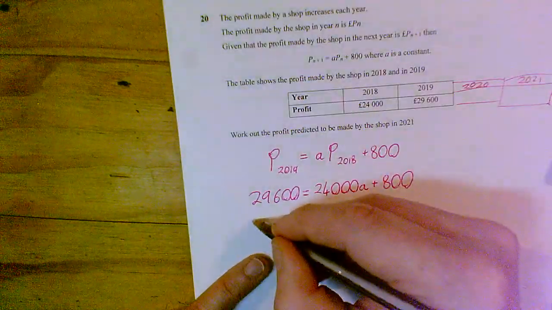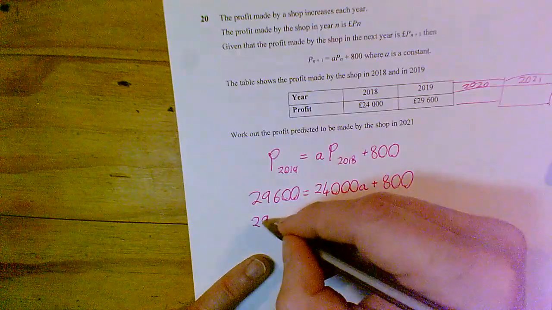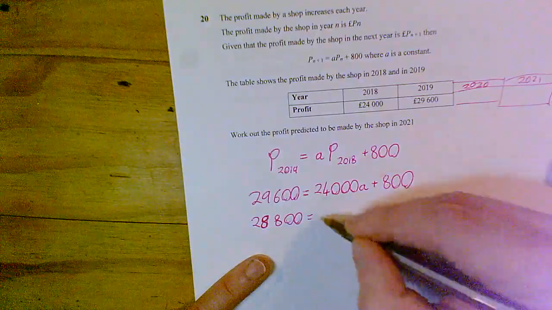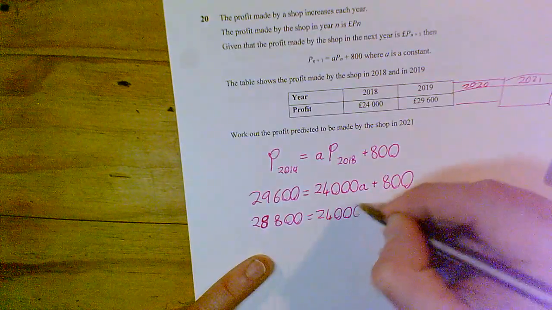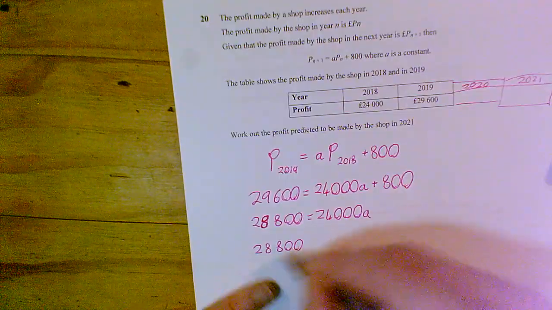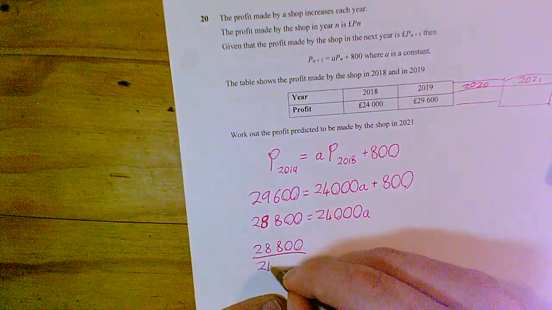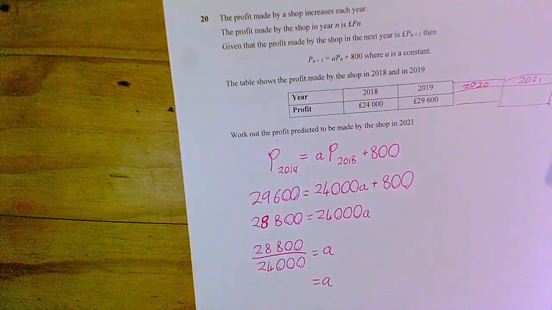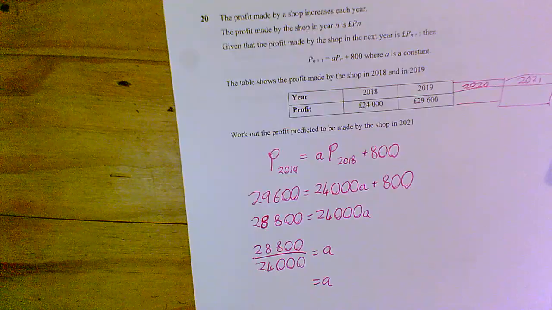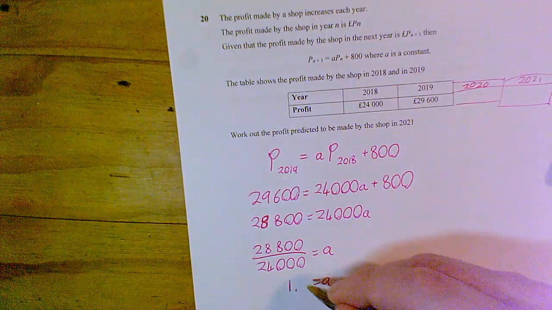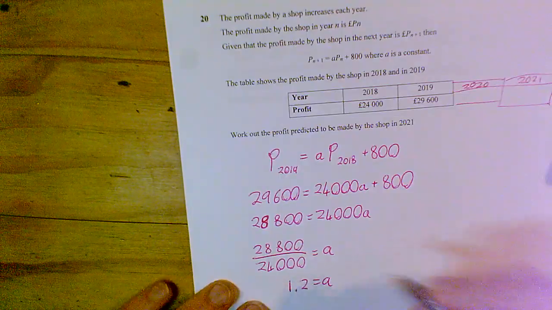I'm going to take 800 from both sides, get me 8,800 is equal to 24,000 A. Then divide both sides by 24,000 to get A, which I think I remember because I've marked it recently is just 1.2, or 6 over 5.